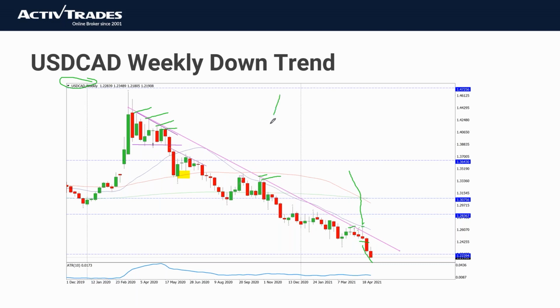And as I said, it should have at least 3 touches, but in fact, the more the merrier. Of course, like anything, the more touches it makes, the stronger that particular trend line will be for us. And that's always a good sign for us.